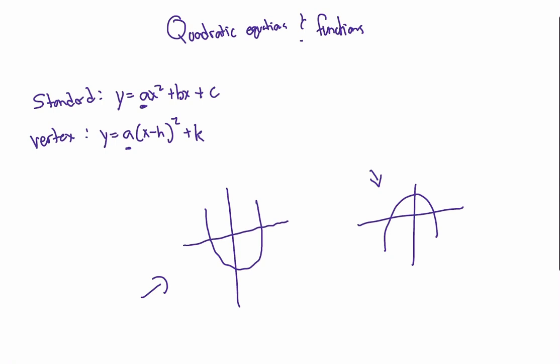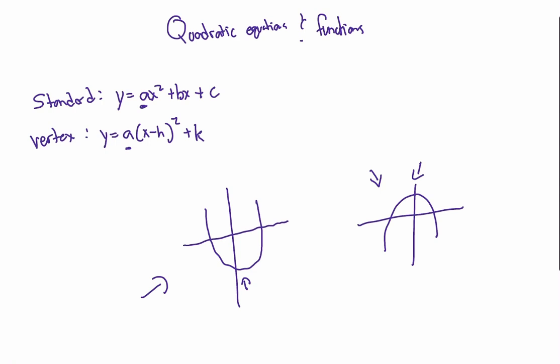Our axis of symmetry is going to be where our vertex is, or either our highest or lowest point. Our vertex in the graph on the left is going to be at our lowest point right here. And in the second picture on the right, it's going to be at our highest point right here.